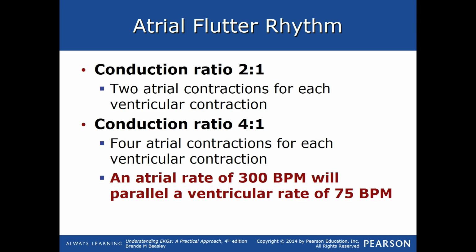So an atrial rate of 300, meaning you had 300 of those sawtooth waves or flutter waves, will parallel a ventricular rate of 75. That's at this 4-to-1 rate. That's pretty simple math there. So 75 times 4 should be 300.